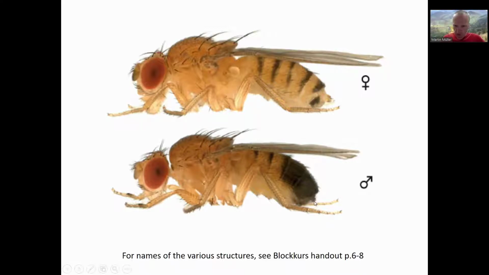The males don't have a 7th abdominal segment like the female has here, but of course that's not really a characteristic which you would like to use to distinguish between males and females. What I should mention is, of course, that for every one of these structures there are names. And if you consult your black course handout on pages 6 to 8, you will see that essentially every bristle has its name. So if you want to describe a phenotype, you can do that quite well.